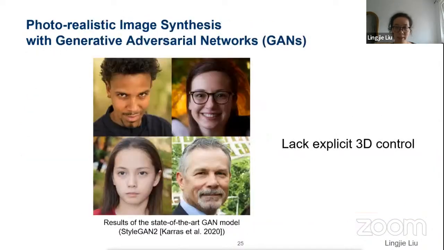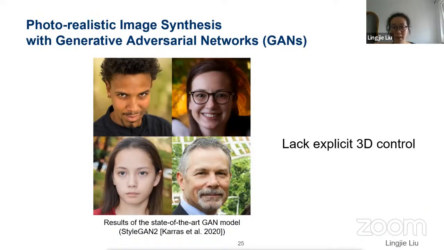In recent years, generative adversarial networks, or GANs, have made great progress in photorealistic image synthesis. GANs are trained on 2D images and can generate new images that look authentic to human observers. But GANs lack explicit 3D control in the image synthesis. For example, it's not possible to change the camera viewpoint or edit the 3D content in the image synthesis process.